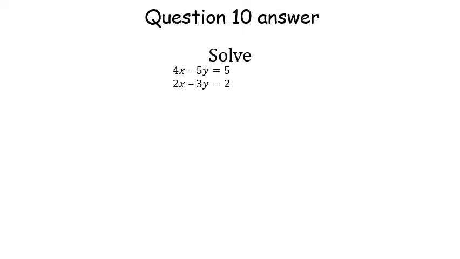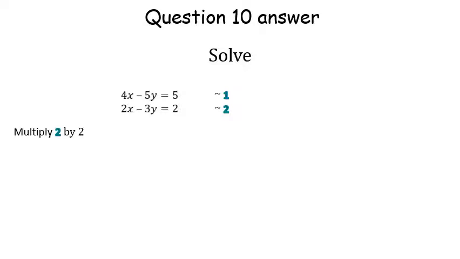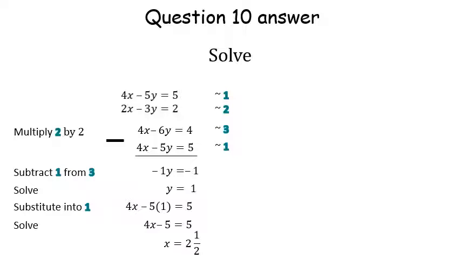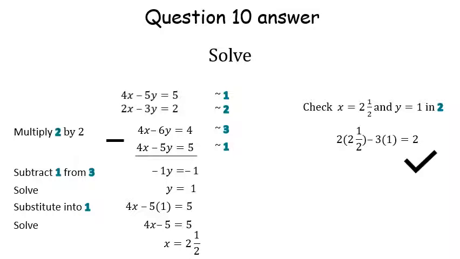Question 10. I've started by naming the equations equation 1 and equation 2. I've multiplied the second equation by 2 to get the x coefficients the same. I then subtracted the first equation from equation 3 and got y equals 1. I then substituted y equals 1 into the original first equation and solved it to get x equals 2.5. Substituting x equals 2.5 and y equals 1 into the second equation, it works out okay, so x does equal 2.5 and y equals 1.